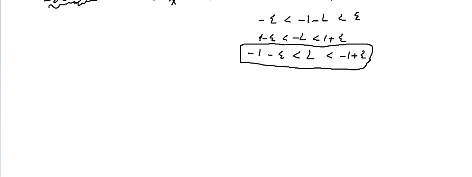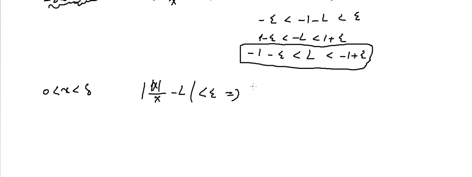Leave this aside now, and let us assume now that x is positive and it is less than delta, right? This means the absolute value of x over x minus L, which is less than epsilon, we can reduce it to absolute value of x, which is x, over x minus L, because x is positive in this case, right, less than epsilon.